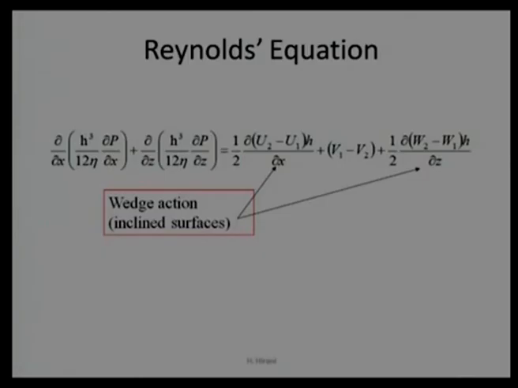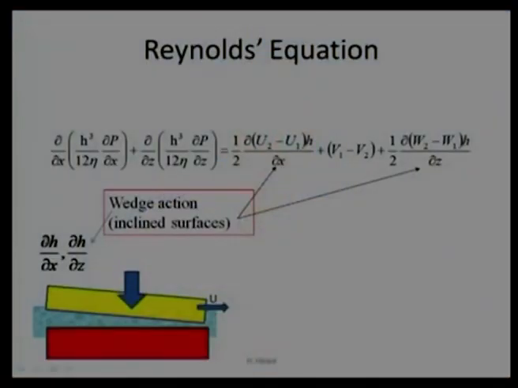Basic assumption is that two surfaces are inclined at some angle. It may be 1 degree, maybe 2 degree, maybe 0.1 degree also. Some inclination is required to develop the pressure. That is a wedge term. We can symbolize also the wedge term as derivation of H with respect to x, to define the wedge action in x direction. Similarly, we can write wedge action in z direction.